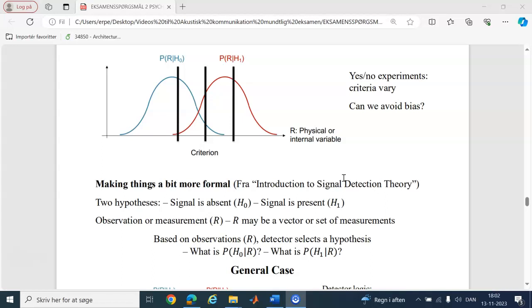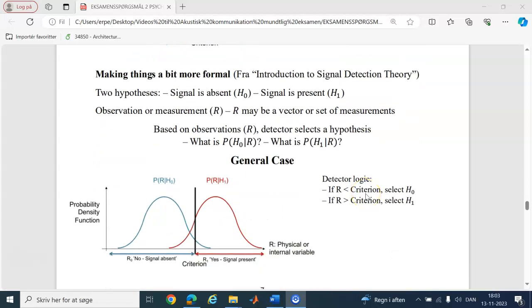From the introduction to signal detection theory, we have two hypotheses. Signal is absent, H0, or signal is present, H1. Observation or measurement R may be a vector or a set of measurements. Based on observation R, the detector selects a hypothesis. Then we can also calculate the probability of H0 conditioned on R, and so on.